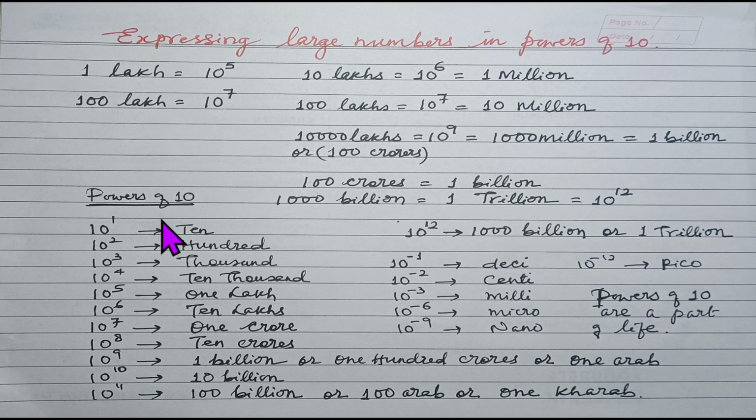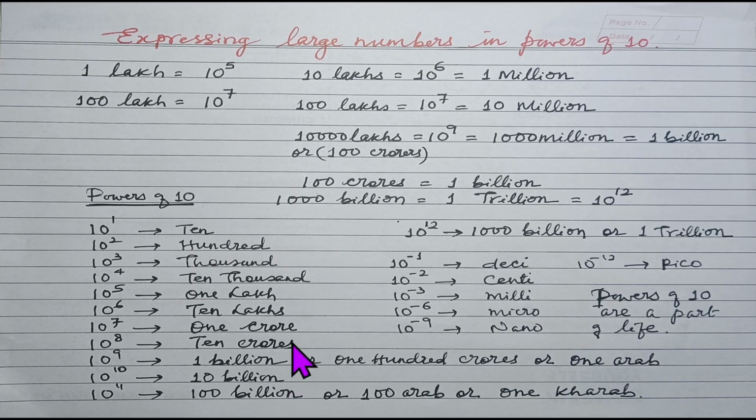So for our easiness, here we have 10 to the power of 1 is 10, 10 to the power of 2 is 100, 10 raised to the power of 3 is 1000, 10 raised to 4 is 10,000, 10 raised to 5 is 1 lakh, 10 raised to 6 is 10 lakhs, 10 raised to 7 is 1 crore, 10 raised to 8 is 10 crores, 10 raised to 9 is 1 billion, or you can also call it 100 crores, and 10 raised to 10 is 10 billion, and 10 raised to 11 is 100 billion. So these are bigger values.